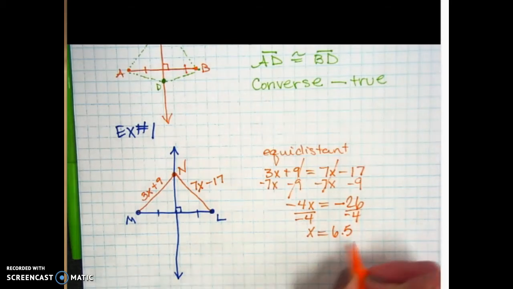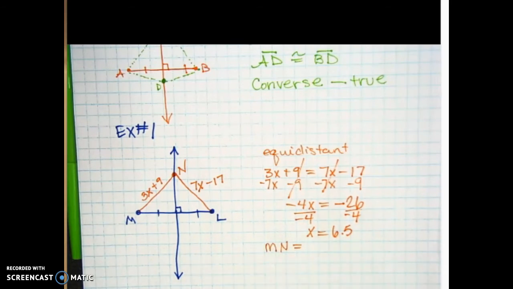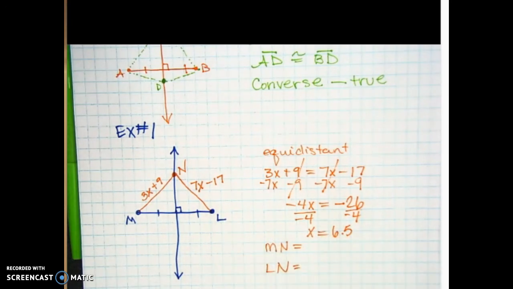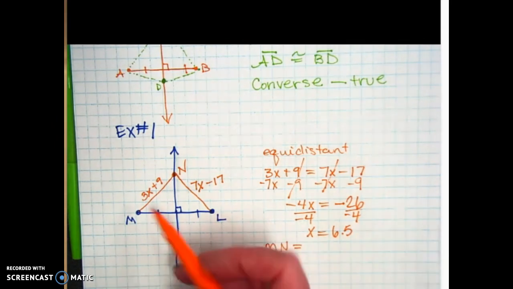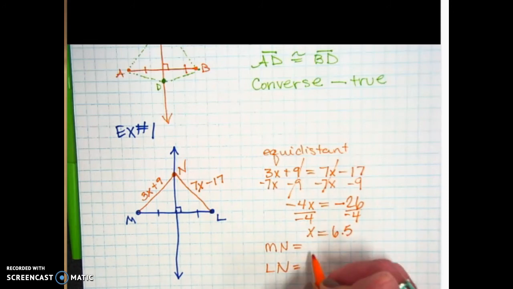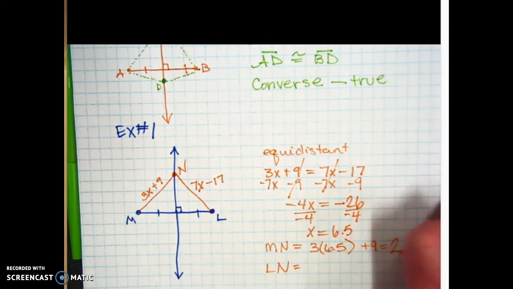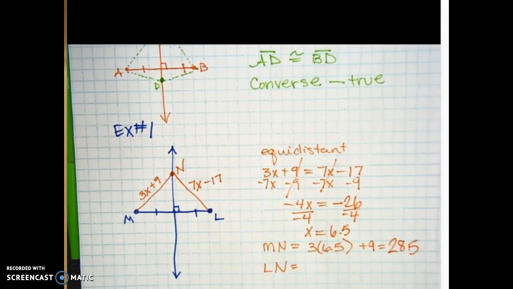But sometimes instead of asking you just to solve for x, it'll say, what is the length of MN? Or it'll say, what is the length of LN? Would it matter which one you plug the x back in for? No, because they're equal. They're equidistant. They're congruent. So we're just going to plug it into whichever one looks easier. I think this one looks slightly easier. So I'm going to say 3 times 6.5 plus 9. Punch it in my calculator, hit the equal sign, and I get 28.5, which means that LN is what? 28.5.